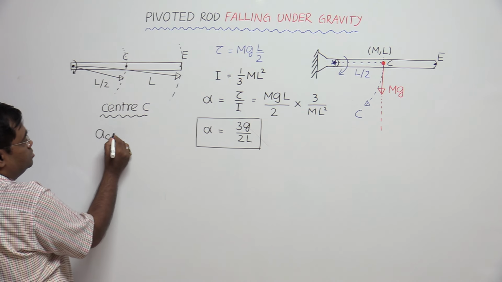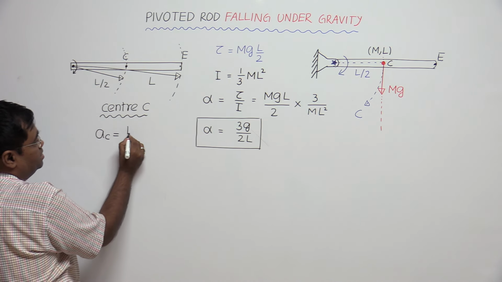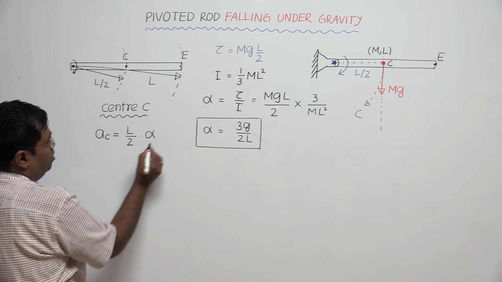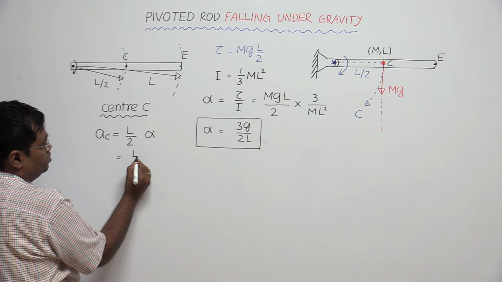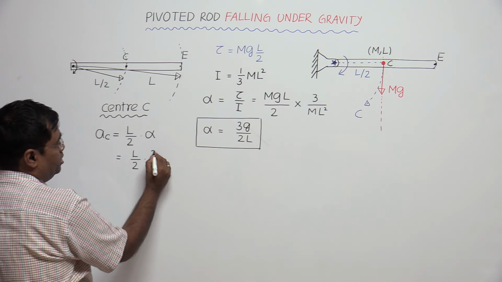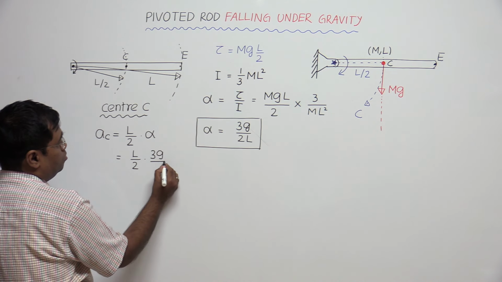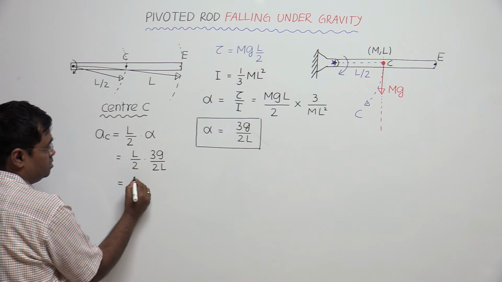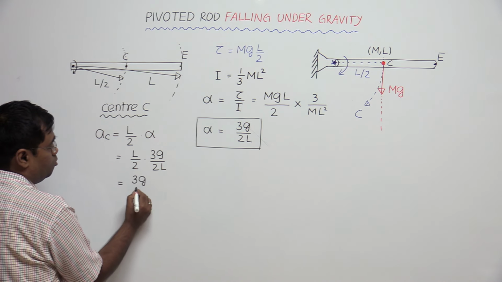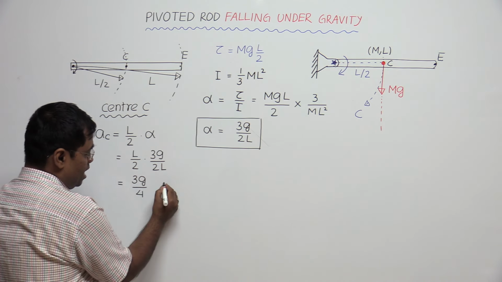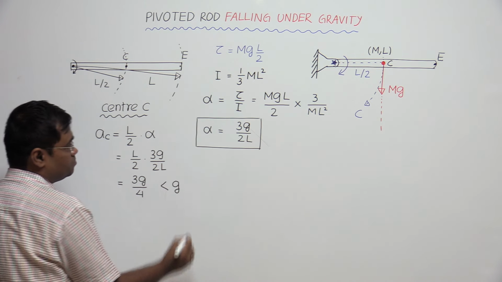Acceleration of the center equals the corresponding radius, which is L by 2, times alpha. We already got the result for alpha, that is 3g upon 2L, so that will give us the result 3g upon 4. Remember, this result, the acceleration, is less than g.